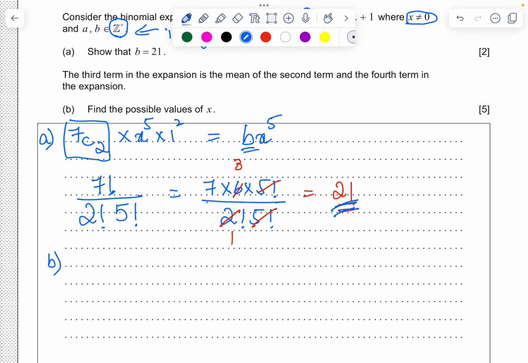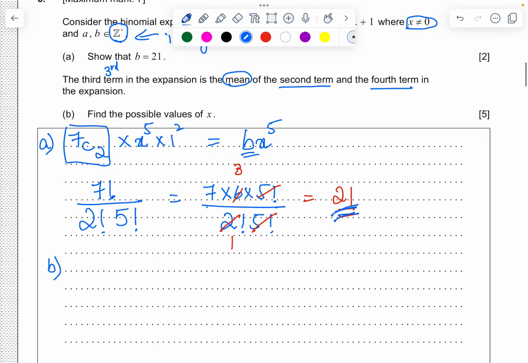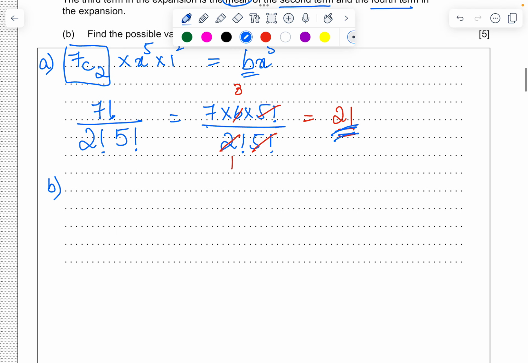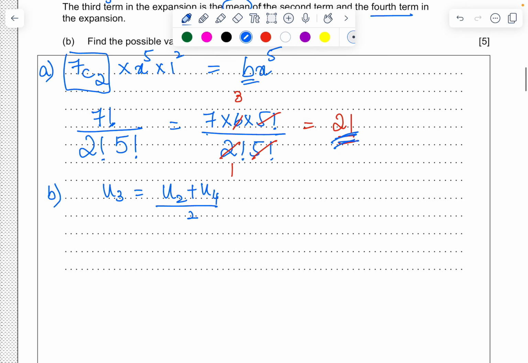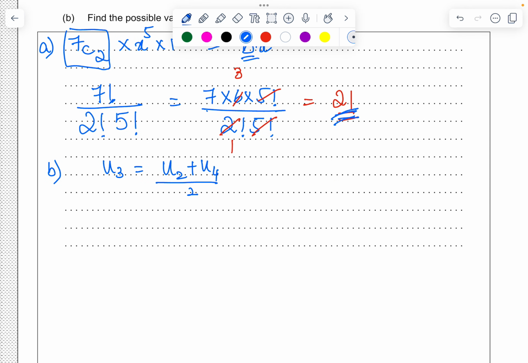The third term in the expansion is the mean of the second term and the fourth term in the expansion. Find the possible values of x. Basically you have to understand the third term, which means u3 is equal to (u2 plus u4) divided by 2, because he said mean. So let us first find all the terms, then we are going to solve for x.